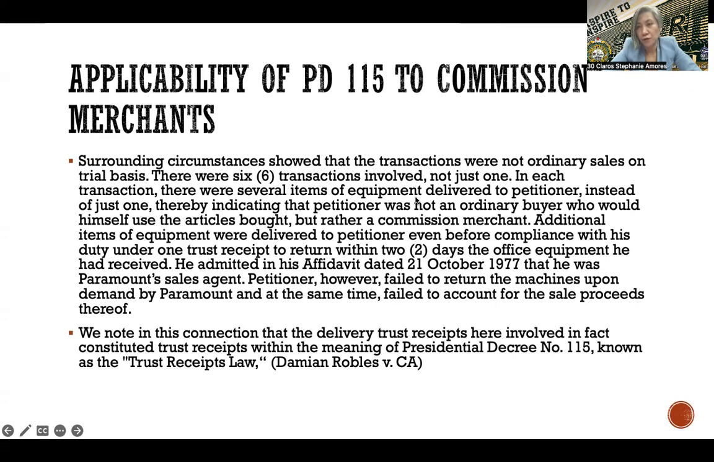The defense invoked here is that there was no trust receipt transaction, but in fact, there were ordinary sales on a trial basis.